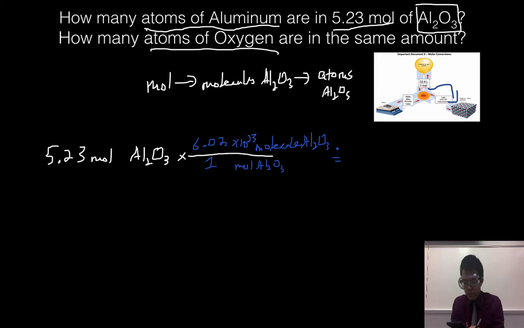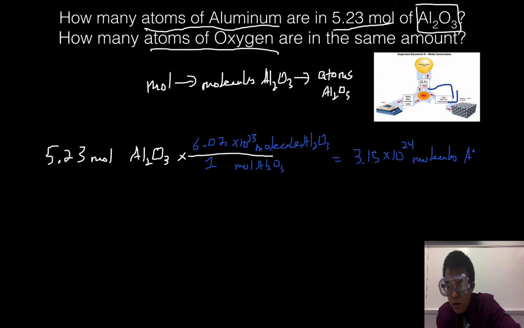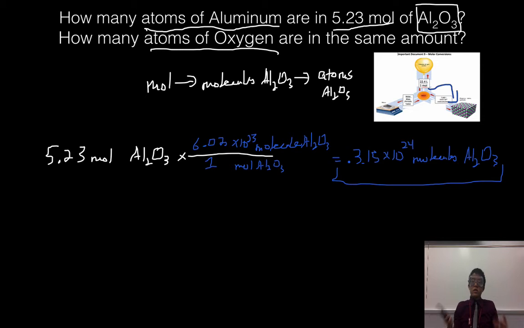And I'm just going to stop there to make sure that I can get this. And that gives me 3.15 times 10 to the 24th molecules of Al2O3. So as I said before, that's what we wanted to know to start off with: how many molecules of Al2O3 I have.